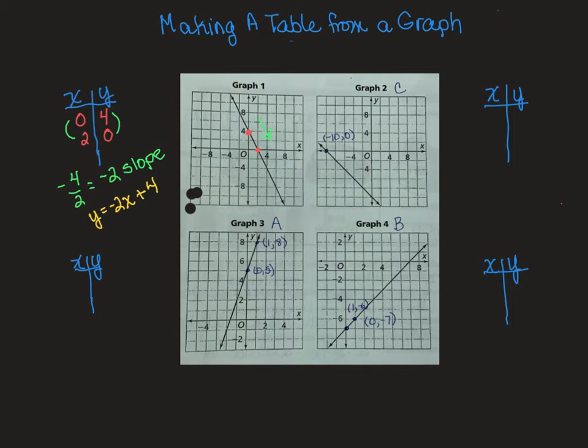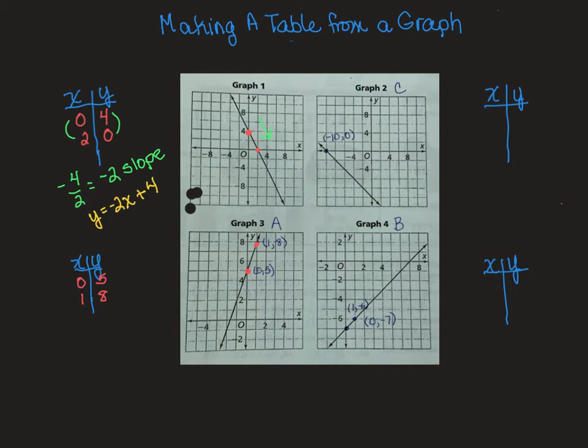Okay, let's go to graph 3. I'm just going to go in clockwise fashion. Okay, so I'm looking for points. I want when x is 0 because that's going to give me my y-intercept. My y-intercept is 5. Now I need another point, so I'm going to go over to 1. I'm going to go over 1 space and up, and that is 8.